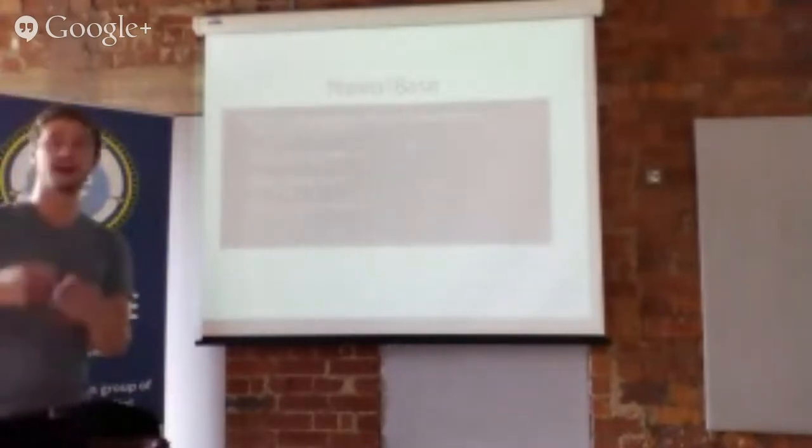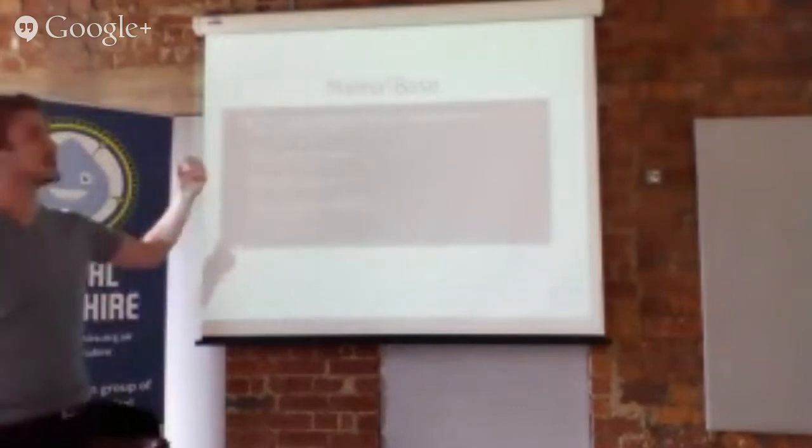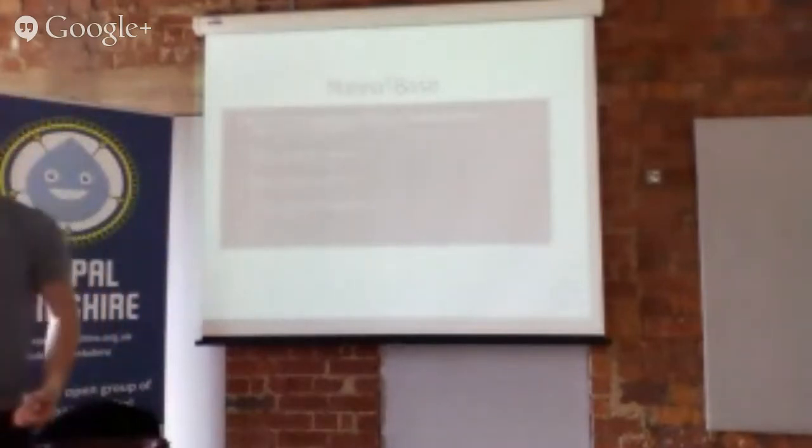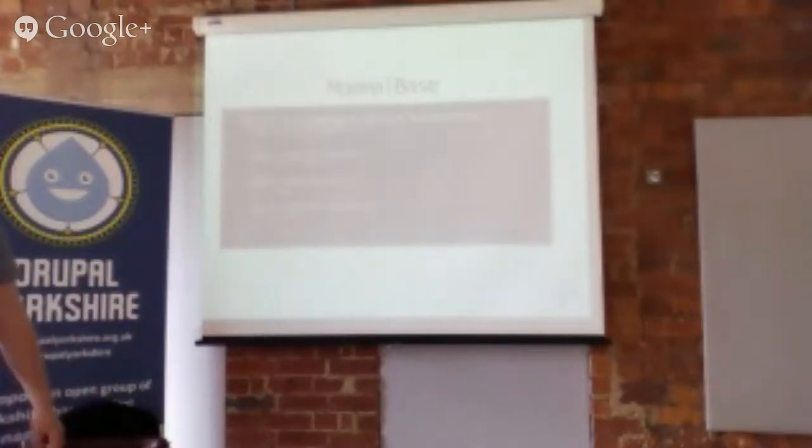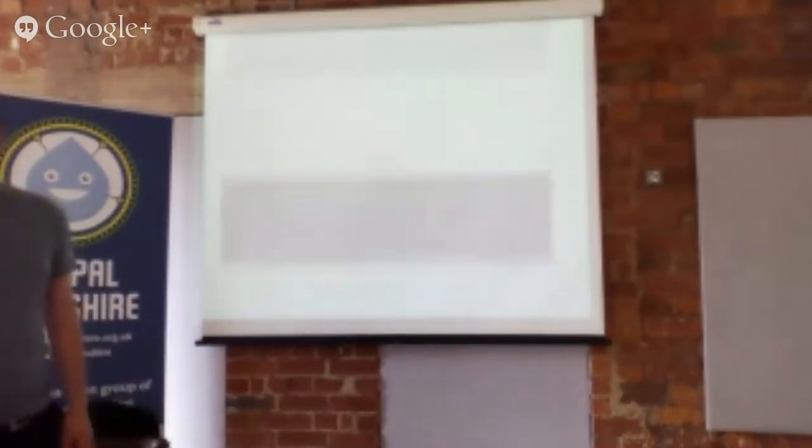You can't instantiate this, so you could not have an object of the type mammal base. You must have a class that extends this. And you'll see this a lot through Drupal 8. There's a lot of base classes that give you boilerplate, and this is a good example of it.